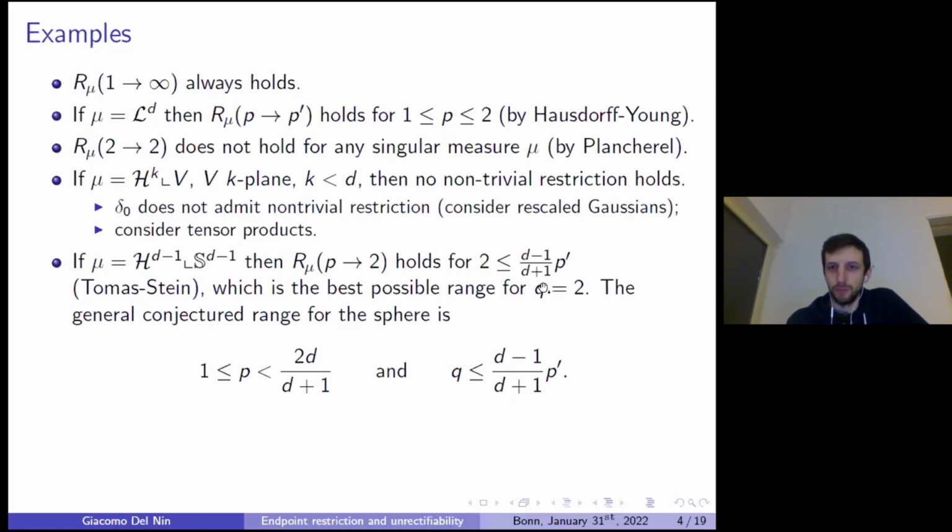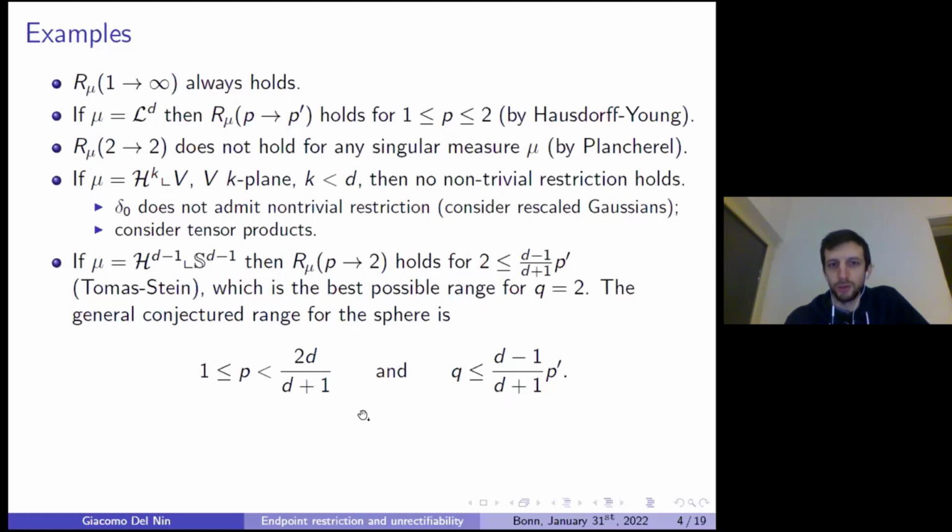And this is known to be the best possible when the codomain exponent is 2. But in general, this is an open conjecture, one of the most famous in the field. And basically, it says that the restriction should hold for these exponents here.